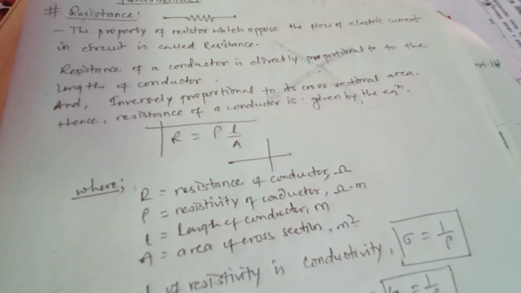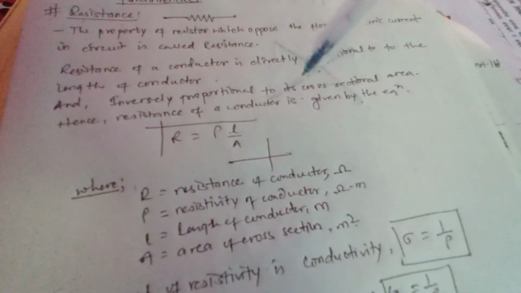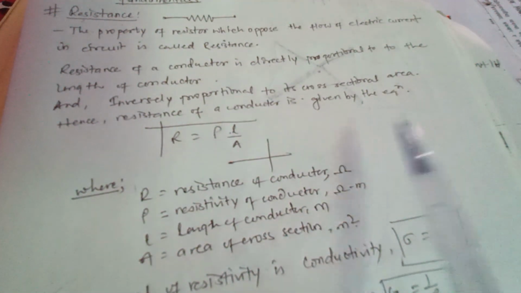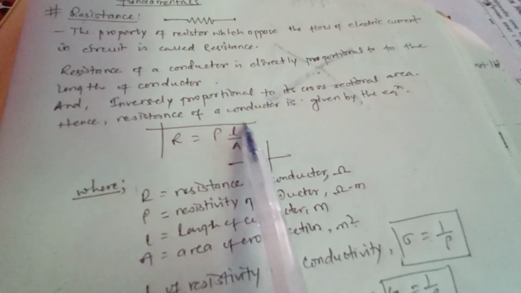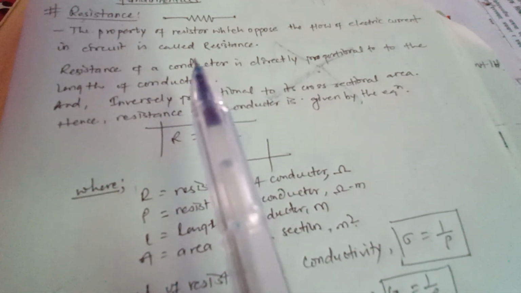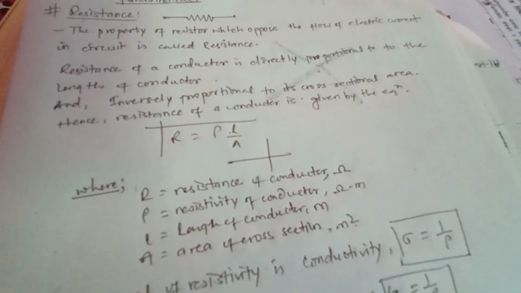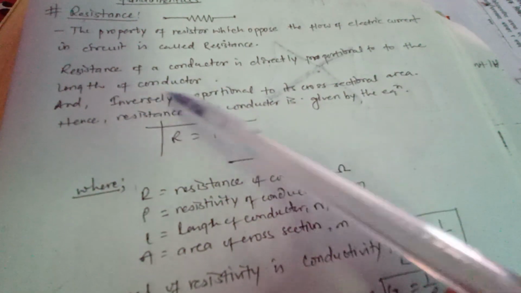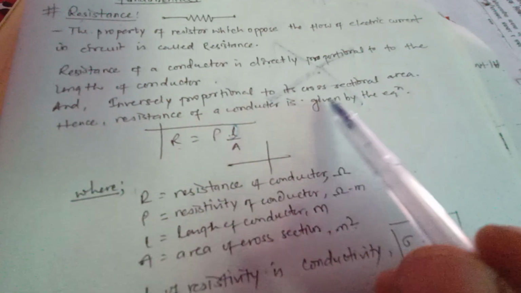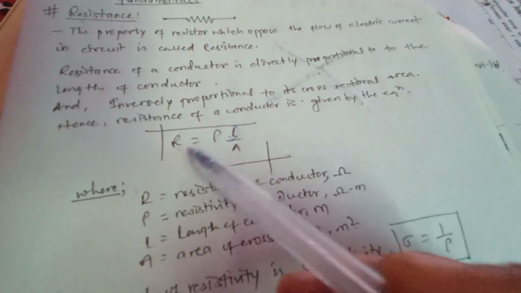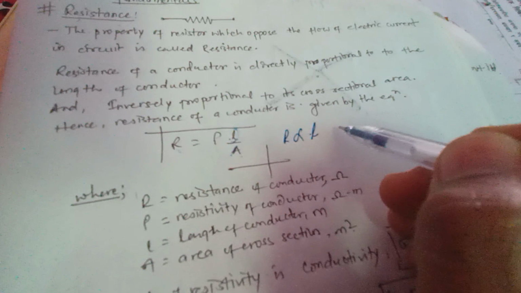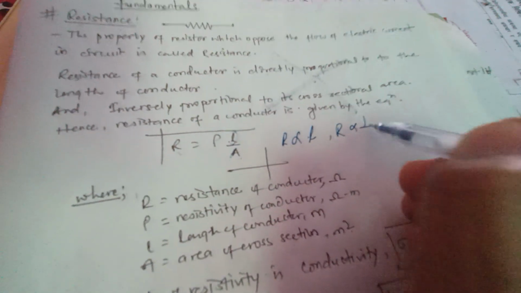Now, the resistance of a conductor is directly proportional to the length of the conductor. This is the main formula to find the resistance of any circuit: R equals rho L by A, that is, rho times L upon A. That means resistance R is directly proportional to the length, and inversely proportional to the cross sectional area. These two things we need to remember.